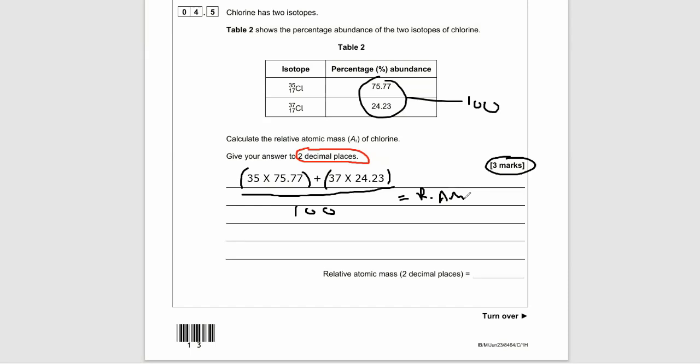But remember that it's to 2 decimal places. That means after the dot, you need to have 2 decimals. So it's 35, and we've got 4.48. And that is our answer. 35, and then 2 numbers after the decimal. Awesome.